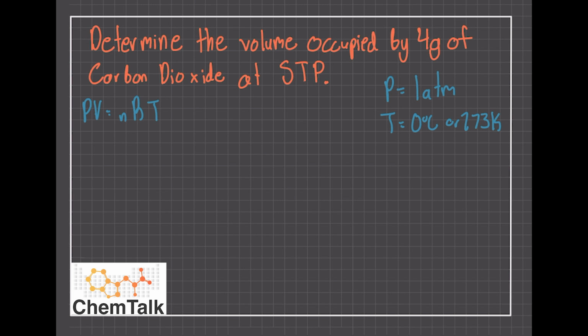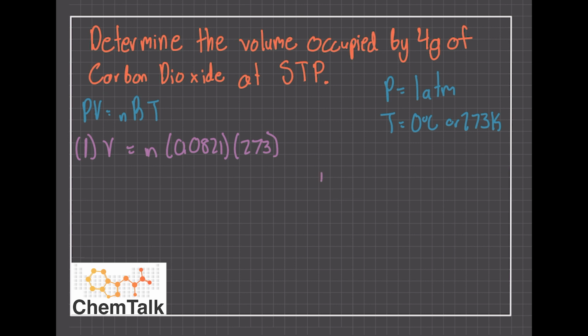All right, so what are we trying to solve? We're trying to solve for volume. What do we have so far? We have pressure, which is 1 ATM. We don't know moles yet, so I'll leave it blank. But we do know R, which is 0.0821, and we know temperature, which at STP is 273 Kelvin.